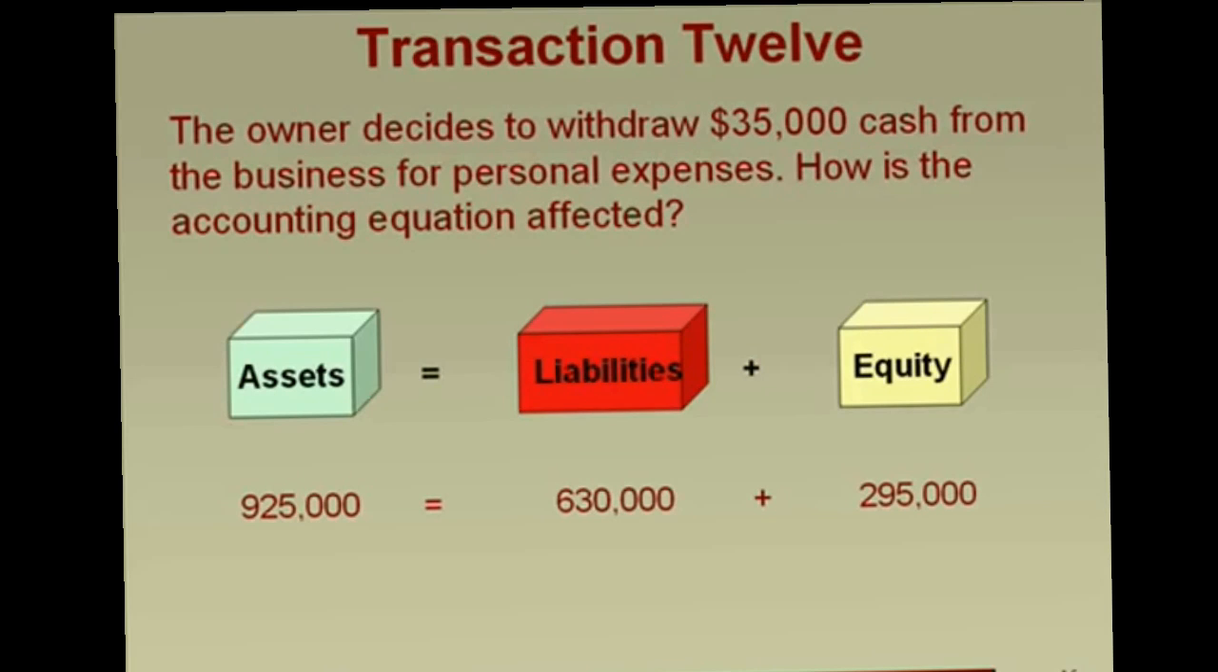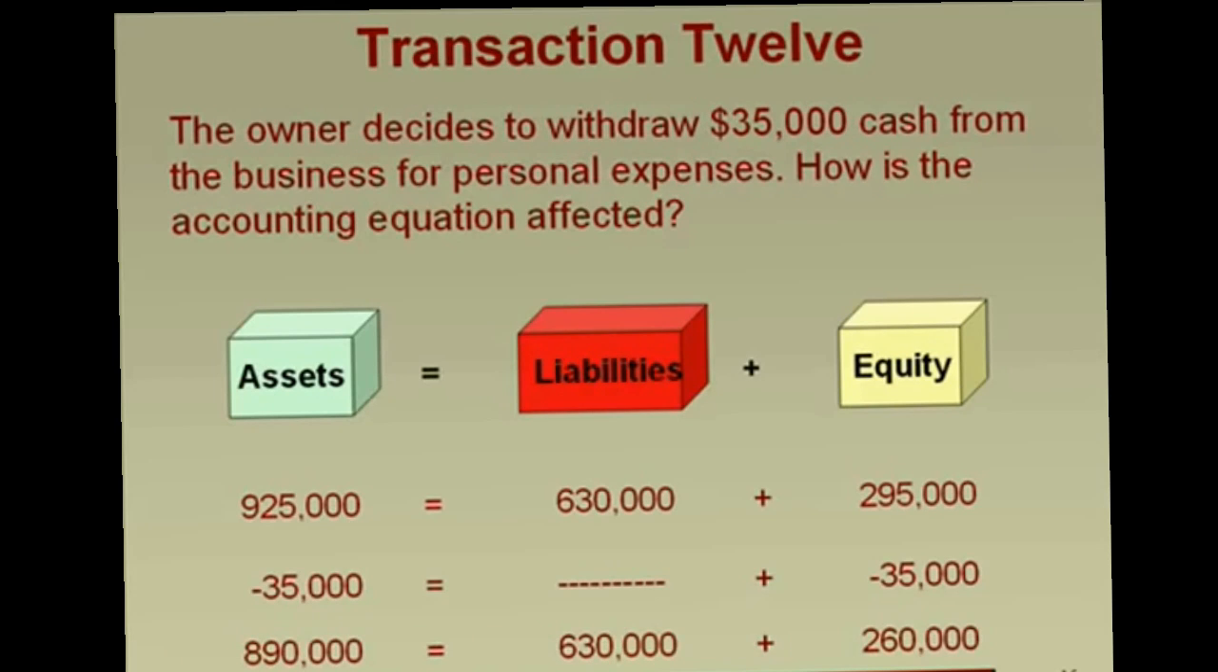It's called drawings. When an owner withdraws money for personal use, it's called drawings. Where does it come out of? Equity. So equity goes down 35. So the final transaction is, there you go, assets minus 35, equity minus 35. And the final balance is, there you go, assets 890 equals liabilities 630 plus equity 260.